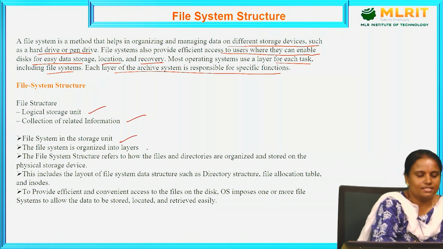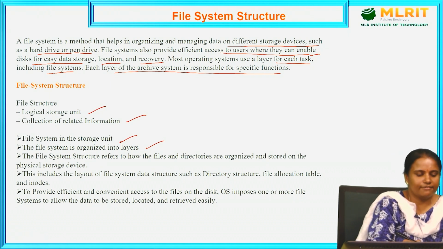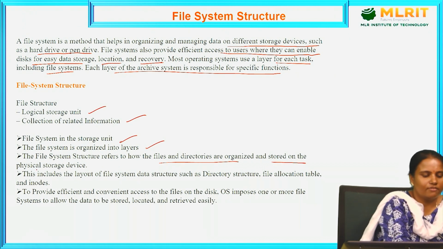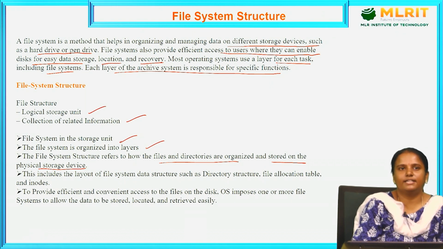The file system is organized into layers, maybe n number of layers. What the layers in the file system structure are, we are going to see. The file system structure refers to how the files and directories are organized and stored on the physical storage devices. So what are the physical storage devices? Nothing but HDD, SSD, and the required device drivers which are used to share or organize the files.